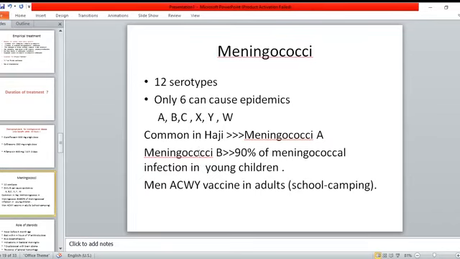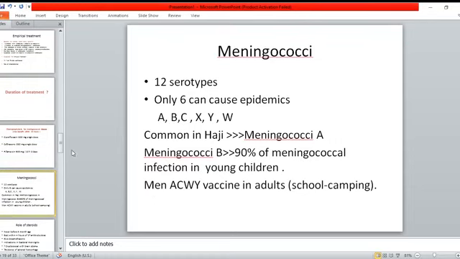Regarding meningococci serotype B, it is the cause of about 90% of cases of meningococcal infection in younger children. So the most common cause of meningococcal infection is meningococci B. You may be asked about this: the most likely cause is meningococci A in Hajj, and B is the most common, especially in a young child.